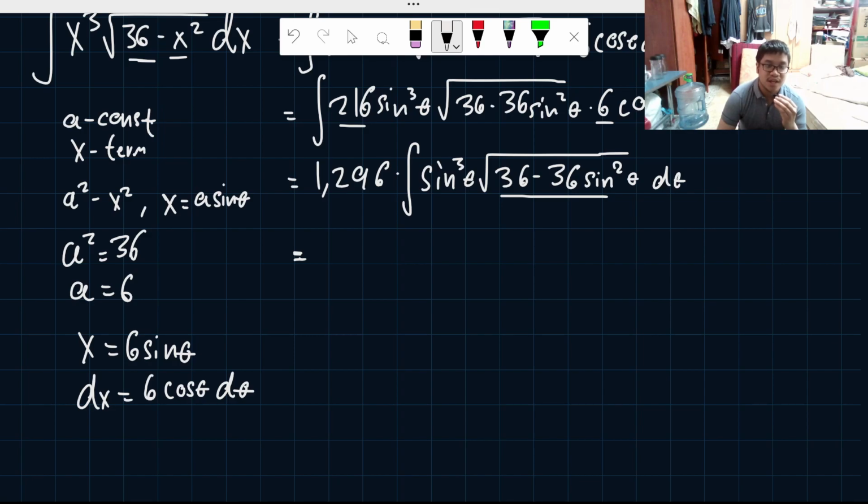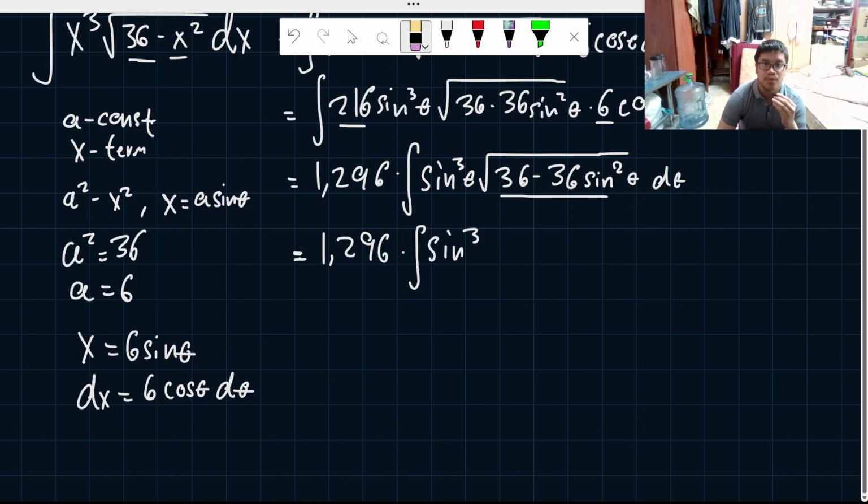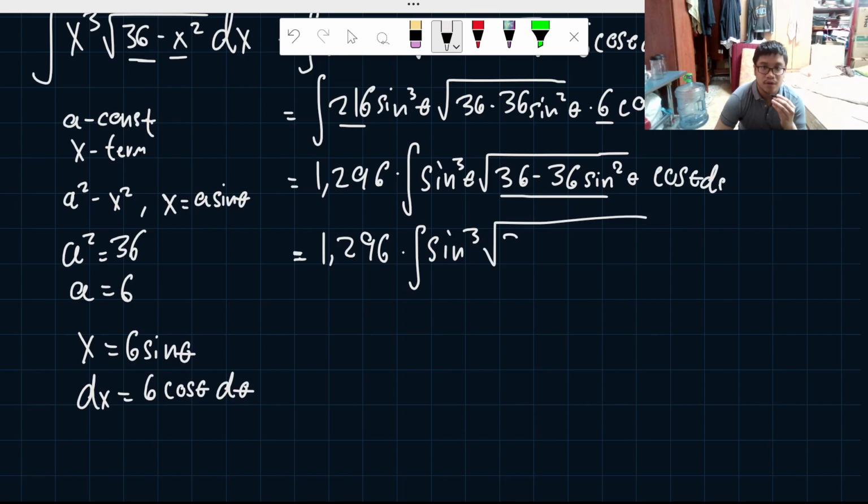You see, 36 and negative 36 sine squared theta are both divisible by 36, so we can factor out 36 here. What's left is, oh wait, I forgot to put cosine theta d theta. So this would be the square root of 36 times the quantity 1 minus sine squared theta, times cosine theta d theta.